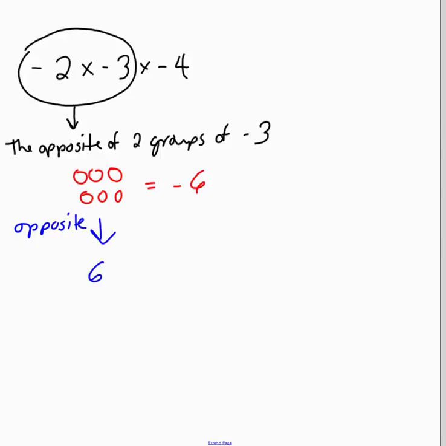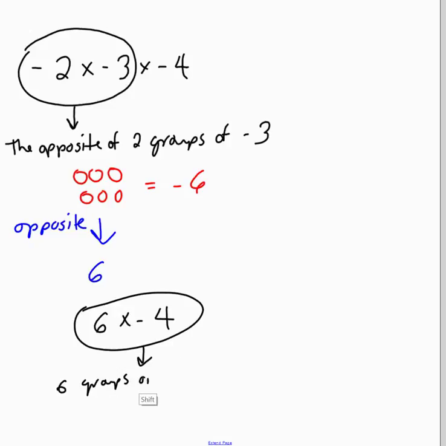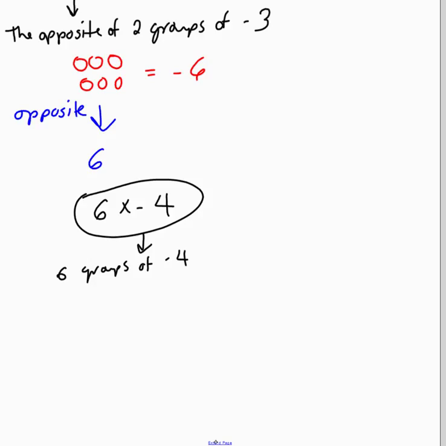So now my question is 6 times negative 4. What does that mean? Well, 6 times negative 4 means 6 groups of negative 4. That one's going to be awfully long to draw out. I should have thought ahead there, but 1, 2, 3, 4. 1, 2, 3, 4. So there's 3 groups, 4 groups, 5 groups, 6 groups. I end up with negative 24.